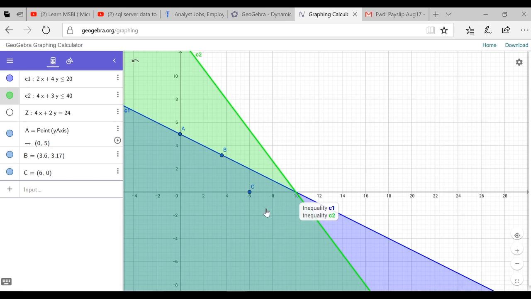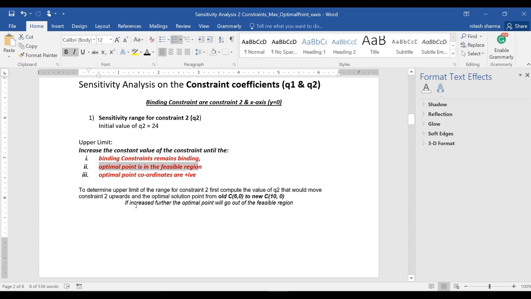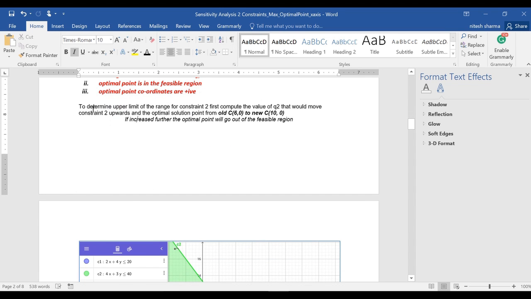When the new C point is 10, 0, then my point is on the binding constraints. It is on C2 and x-axis. It is in the feasible region. It is at the border of the feasible region, and it is also positive. So that means my upper limit for constraint 2 will be 40, and my new optimal point will be 10, 0. Now let's get back to our statement. So I have moved the constraint 2 upwards, and the optimal solution point has moved from C 6, 0 to new C 10, 0.